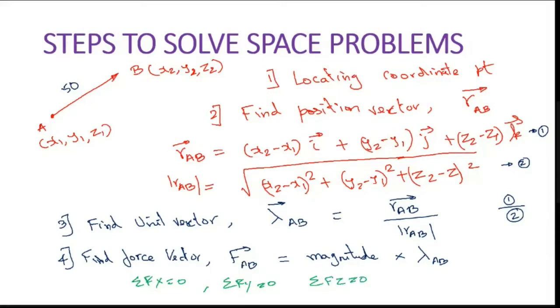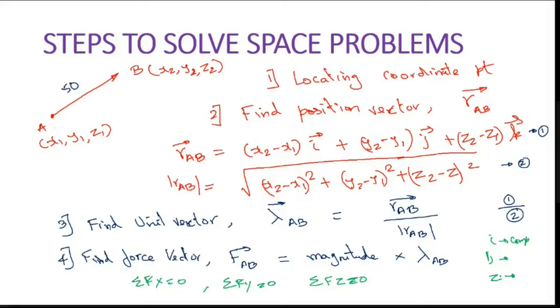It means you have to add all your i components and equate them to 0, j components equate to 0, k components equate to 0. So you add all the components related to the i vector and make it 0. You will get 3 equations, because you have i, j, and k. Sigma Fx equals 0 gives one equation, sigma Fy equals 0 gives one equation, and sigma Fz equals 0 gives another equation.